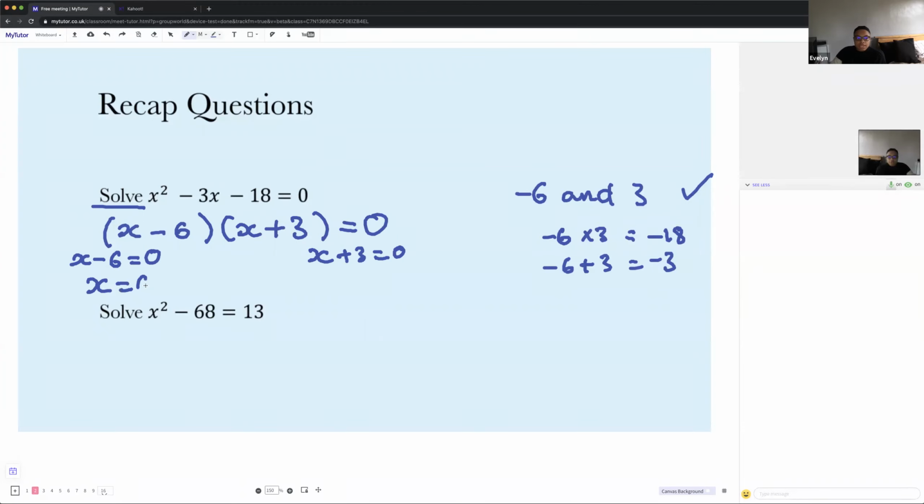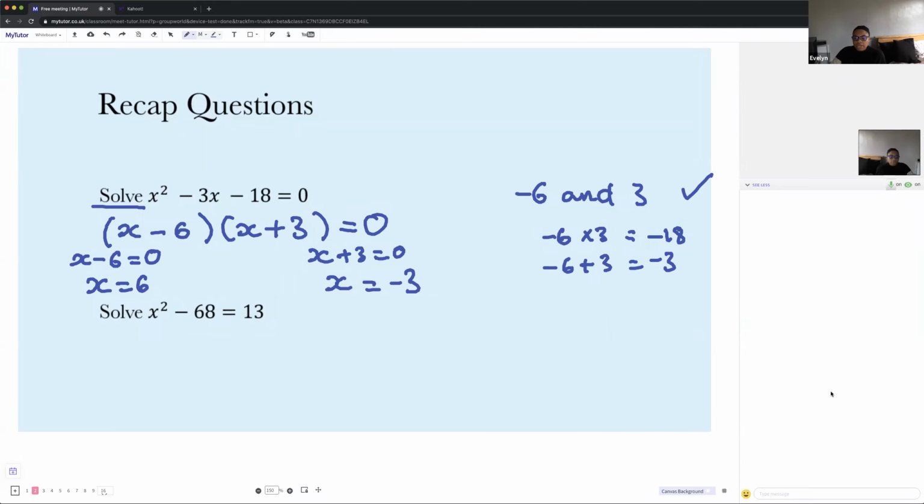You've got x equals 6. And on the right-hand side, we're going to subtract 3 from both sides. So x equals -3. So x equals 6 and x equals -3. Those should be your two answers.